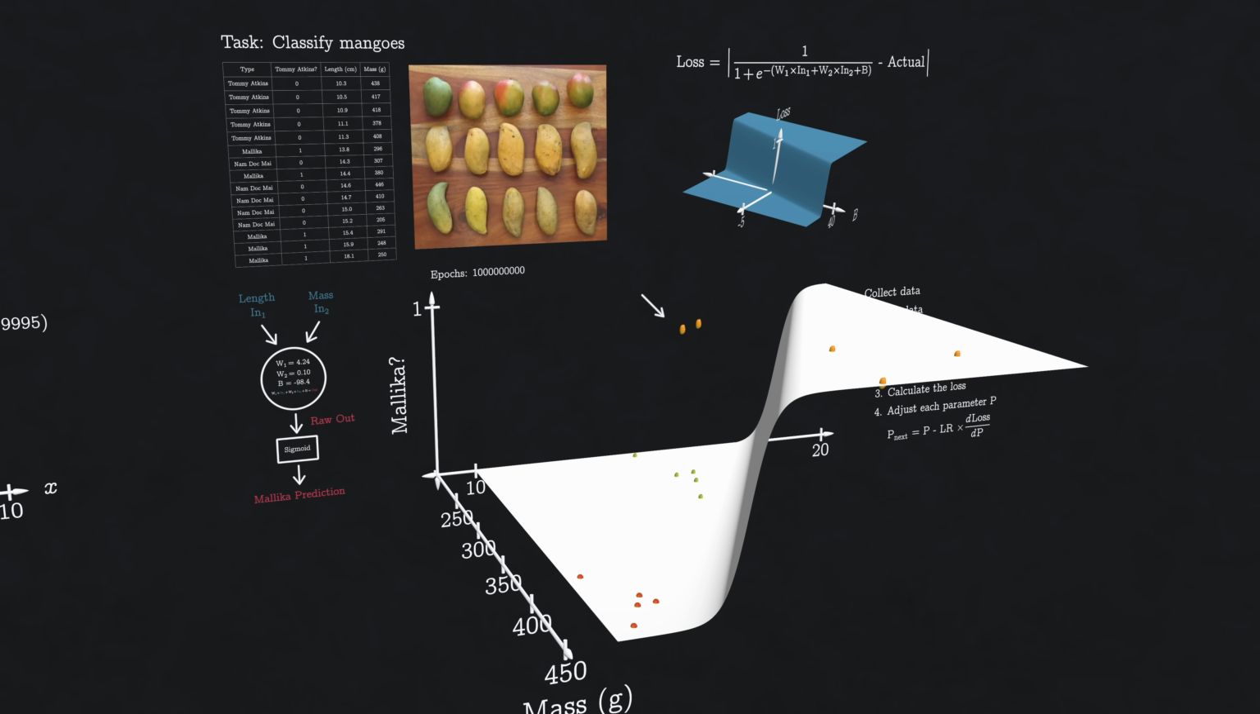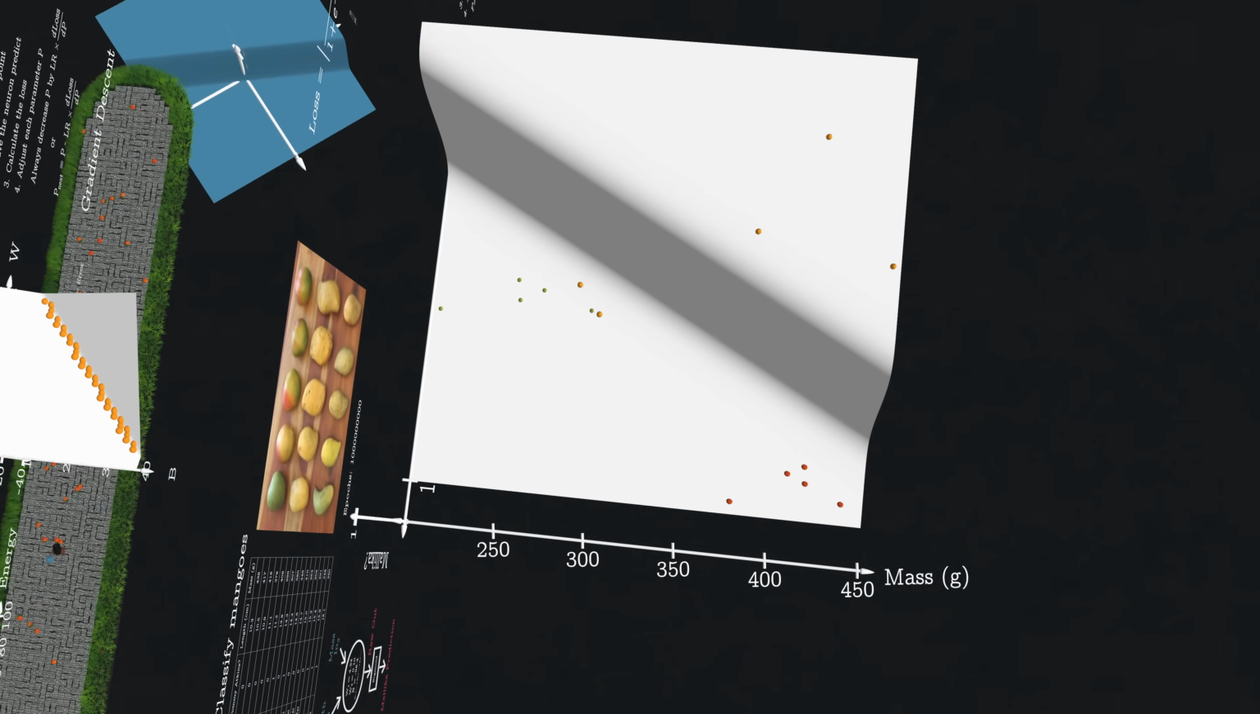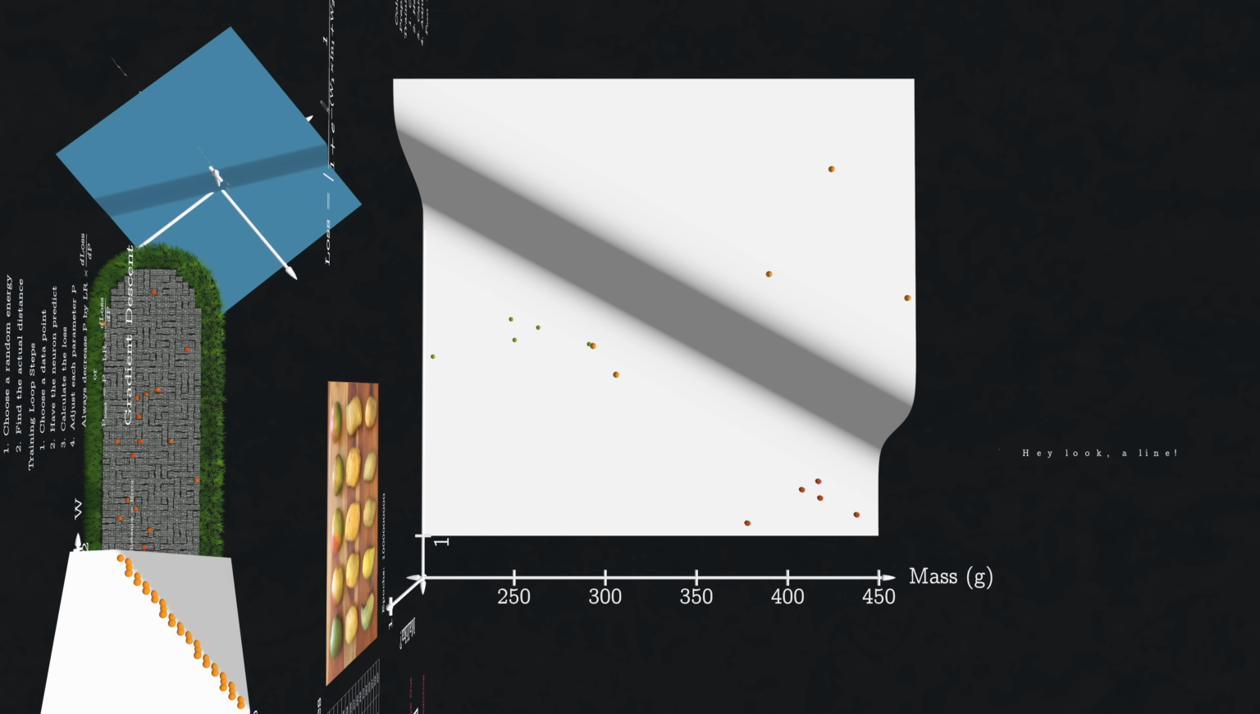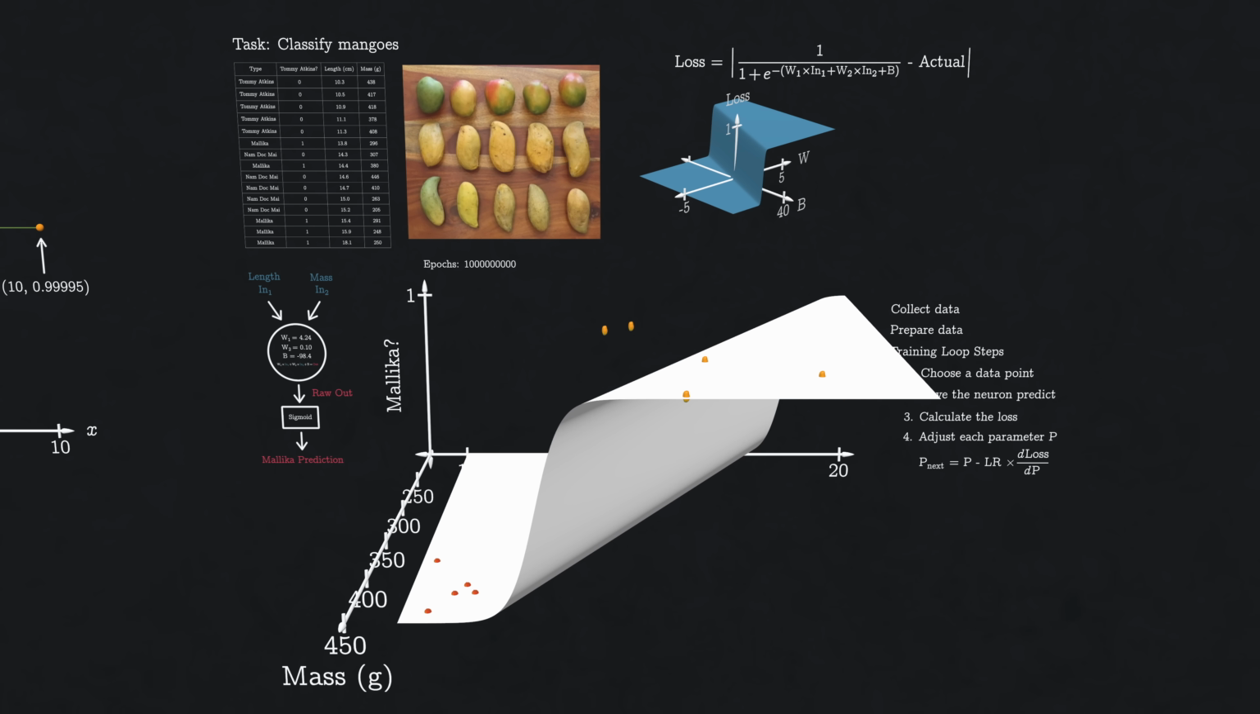The problem is that a single neuron can only make a single straight line. There's no line you can draw through this data to separate the molecular mangoes from the rest. So we can't do a good job here with just one neuron.